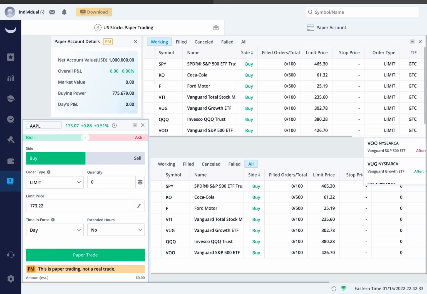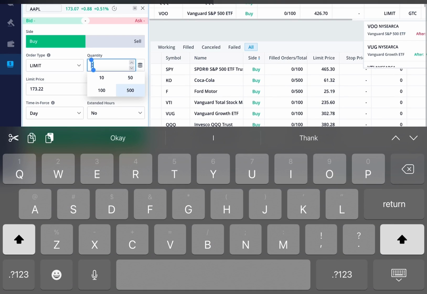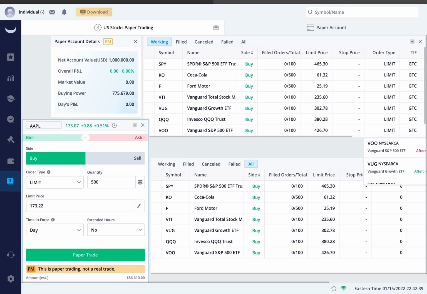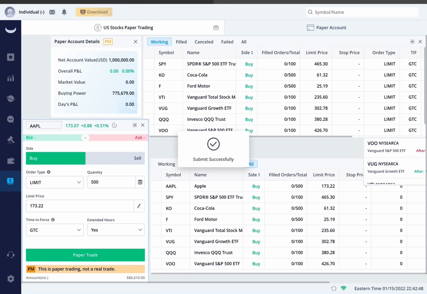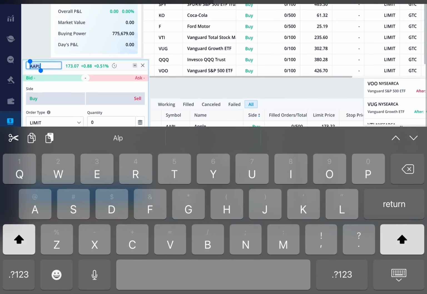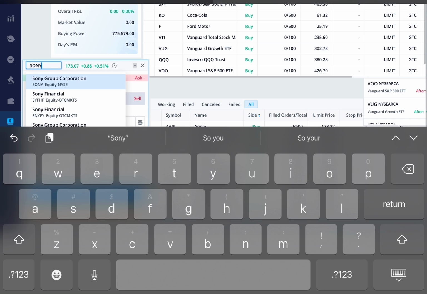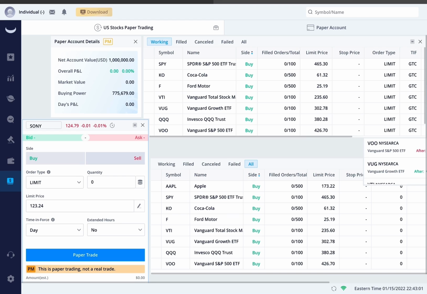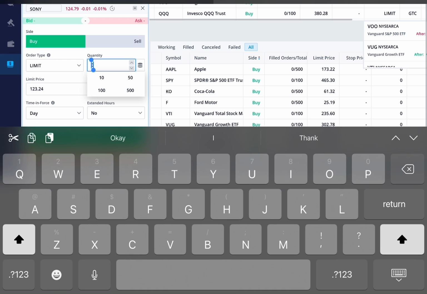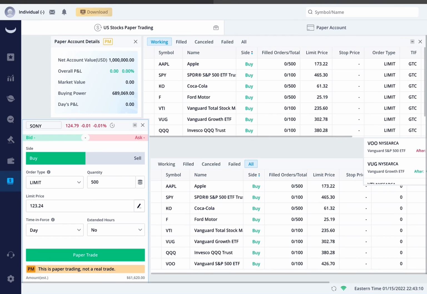So I'm going to click on buy limit, and then I'm just going to choose 500 shares, and that's going to be at 173.22, and it's going to be GTC and extended hours, yes, and click paper trade, and I made that purchase. All right, next after Apple is going to be Sony, SONY, Sony Group Corporation. I'm going to buy limit quantity, and I'm going to get 500 shares of that. All right, at 123.24. Time in force is going to be GTC. Extended hours, yes, and paper trade.